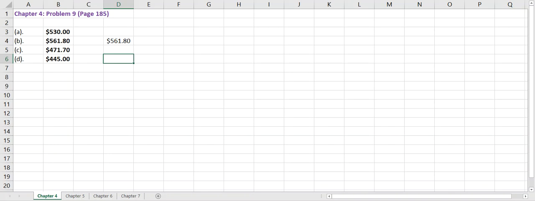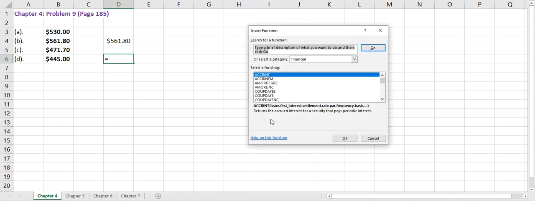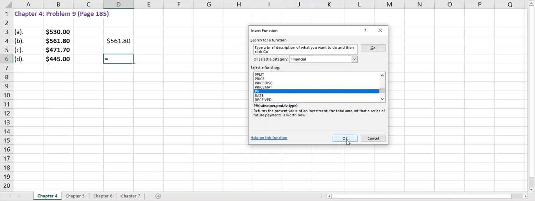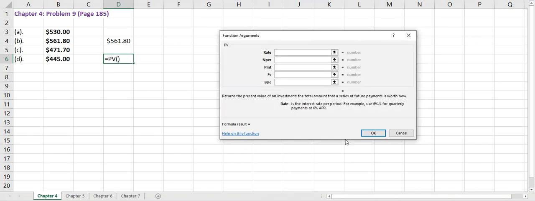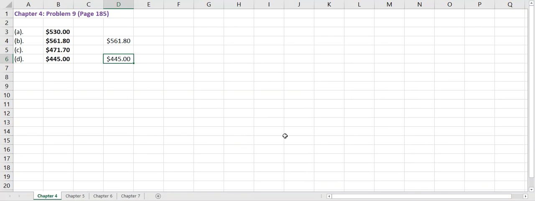Again, formulas, function, financial, but now I would look at the present value calculation, PV, because I'm determining its current value today. Again, interest rate 6%, number of periods 2, its future value is $500, that's minus 500, and hit OK, and we get 445.